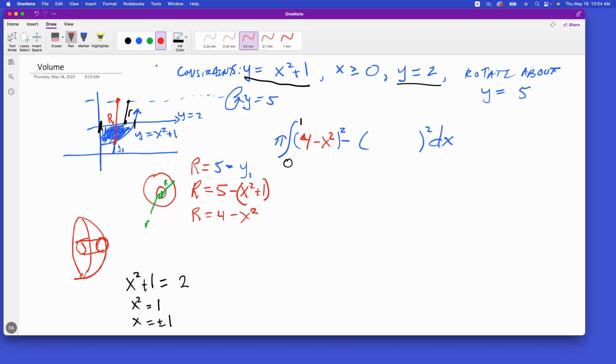Now we just need to figure out little r, right? Well, little r, if we talk about this being y2 here, the whole distance from the axis of rotation down to the x-axis is a distance of 5, but we want that inside edge right there, which is actually a constant value of 2. So here, little r is 5 minus y2, and in this particular instance, y2 is just 2. So that's 5 minus 2, so that means that little r is 3. So you got 3 right there, okay?